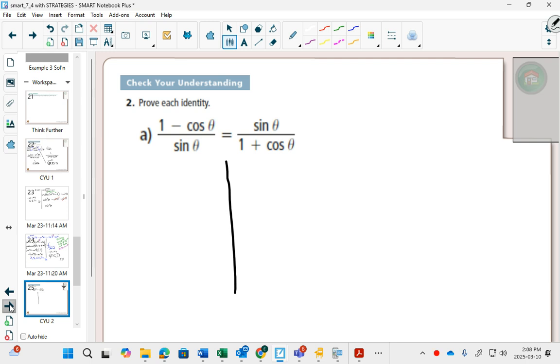Now we have sine squared theta plus cos squared theta equals 1. But that's not allowed because we have nothing squared. So we're really stuck. Okay?